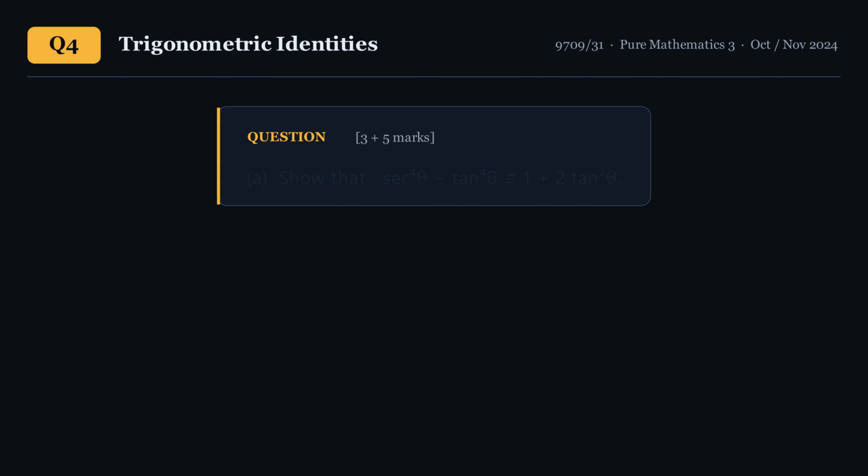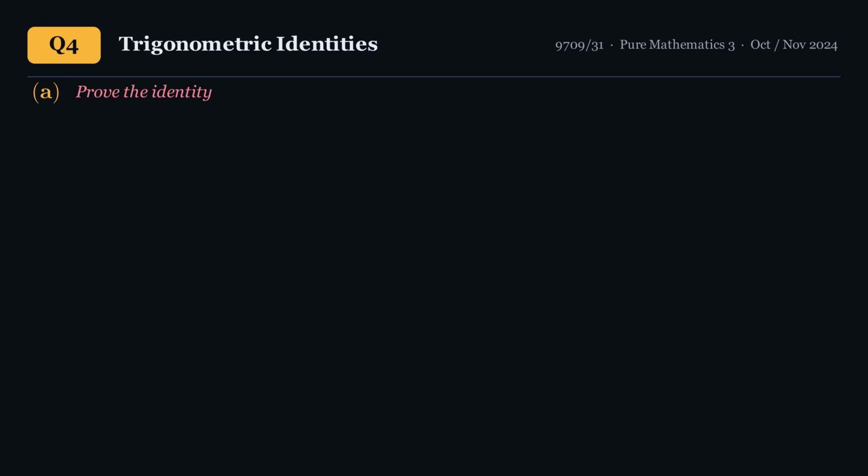Question 4. Trigonometric Identities. Part A. Show that sec to the fourth theta minus tan to the fourth theta is identically 1 plus 2 tan squared theta. Part A. Prove the identity. Start with the left-hand side. Write each term as a square.